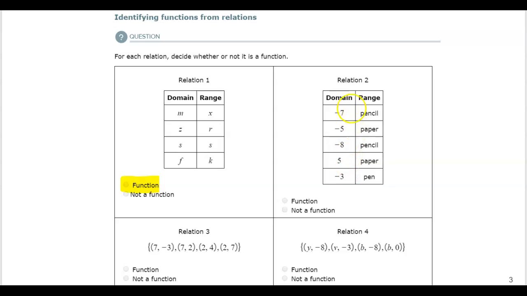Here I'm looking, do any of the inputs repeat? Go ahead, answer that on your own. So you're looking, do any of the inputs repeat? You should have gotten yes, it's a function. Here I'm looking, do any of the inputs repeat? Those do repeat, so it's not a function. Look at this one, do any of the inputs repeat? Answer on your own. So this is also not a function.